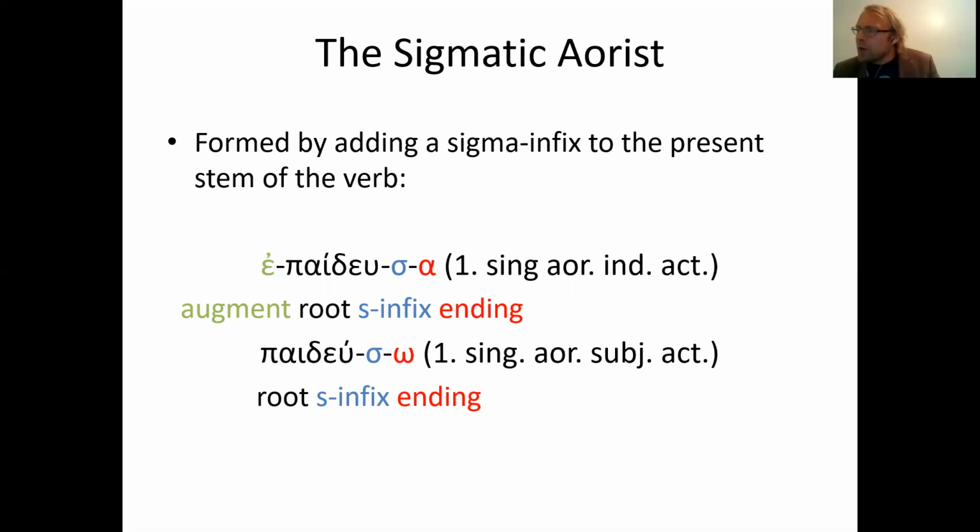And at this point it should be underlined that only the indicative mood of the aorist is augmented. All other moods, as well as the participles and infinitives, lack an augment in the aorist. In other words, the aorist subjunctive, optative, imperative, infinitive, and the aorist participles all lack an augment. But they do have the sigma infix. Thus, for instance, the first person singular aorist active subjunctive is paideuso, which just so happens to be formally identical with the first person singular future active indicative.